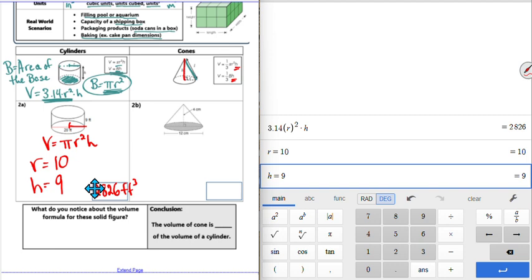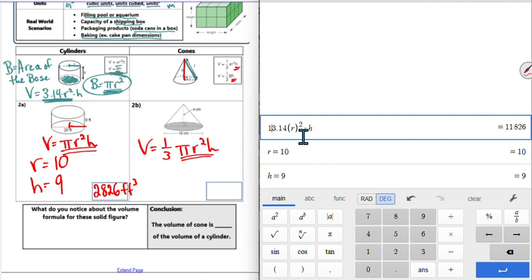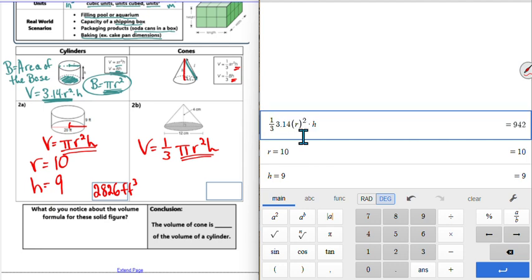I'm going to do the same kind of thing for the cone. The cone equation's a little bit different. It's 1/3 times pi r squared times h. You should notice a connection between those. This is exactly the same. We just have that 1/3 in front. So I'm not really changing a whole lot in this equation. I'm going to put 1/3 in front and then times the rest of that. Same kind of thing. I just have to decide what's my radius here and then what's my height.